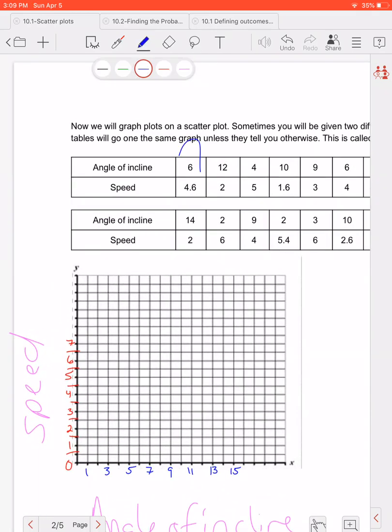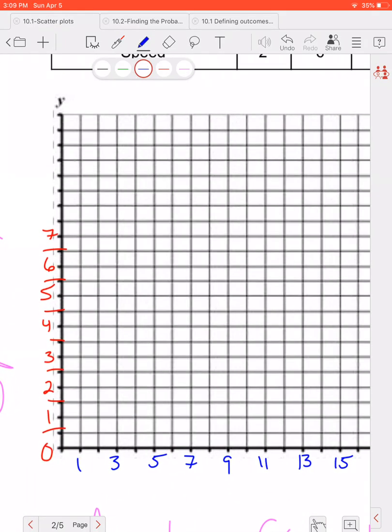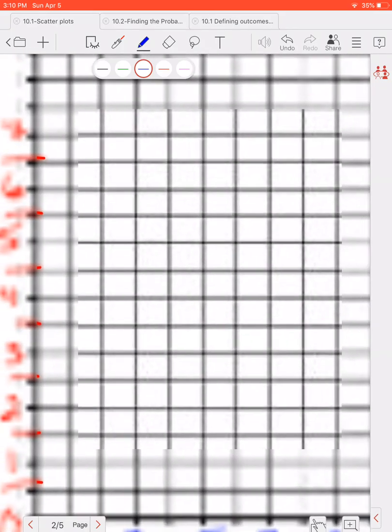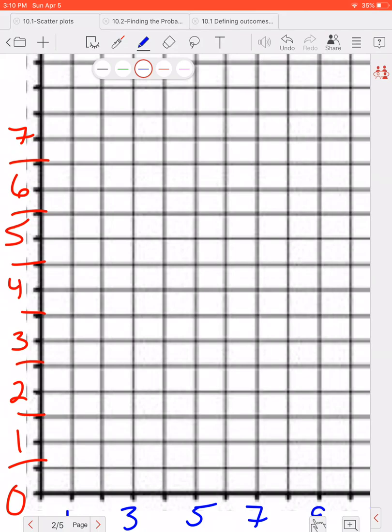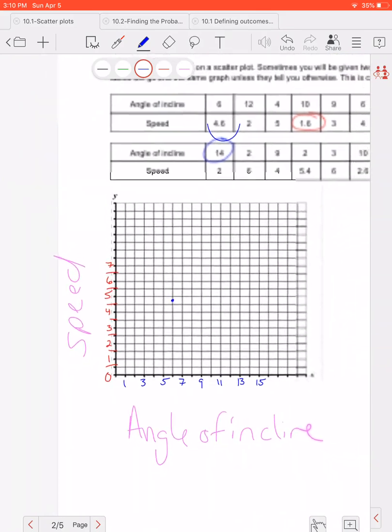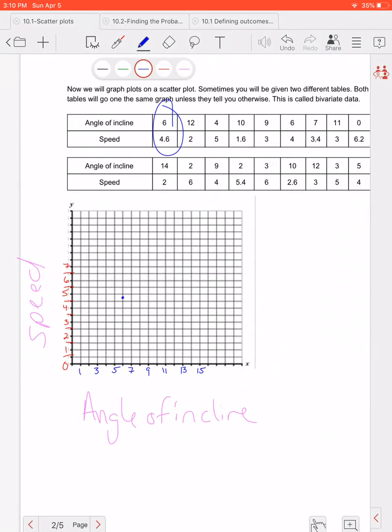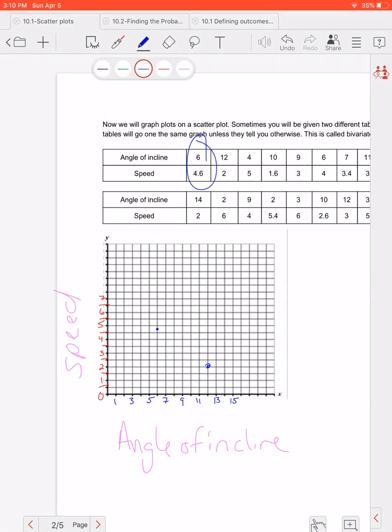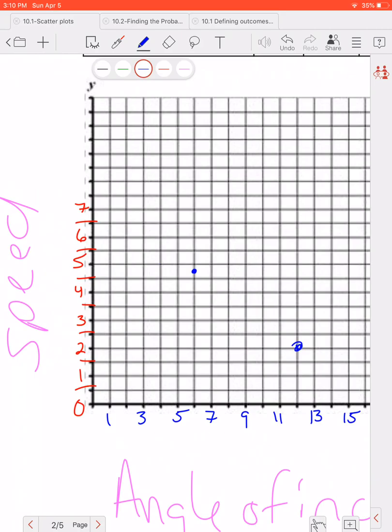So I'm going to plot the point 6, 4.6. So 6, 4.6, it's going to go somewhere right about there. Sorry, guys. Sometimes it's a little fussy when I try and draw a dot. Okay, and then I'm just going to sit here and I'm going to keep plotting all of these, okay? So 12, 2. So you can go ahead and go ahead of me. You might even fast forward through this video if I'm going too slow for you.